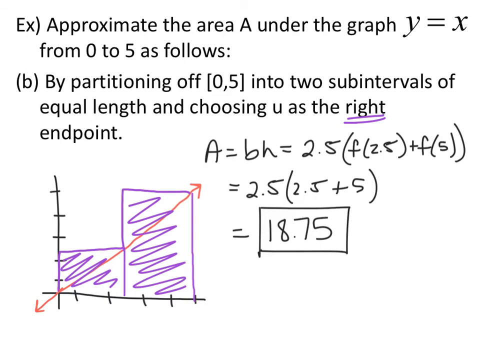So for this one, again, all of our bases are a width of 2.5, so I just factor that out and then add up our heights. So for our first rectangle, we use 2.5 as our height, so we want f of 2.5, the y-coordinate there, to be our height for the first rectangle. For our second rectangle, we use 5 as our endpoint, so the height is going to be the y-coordinate at 5. So I have 2.5 times 2.5 plus 5, those are the y-coordinates, or the heights. Multiply that all together, and you end up with 18.5.